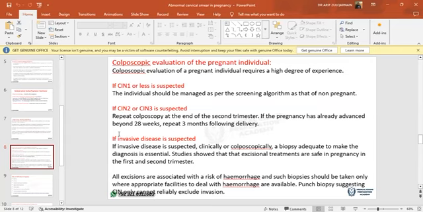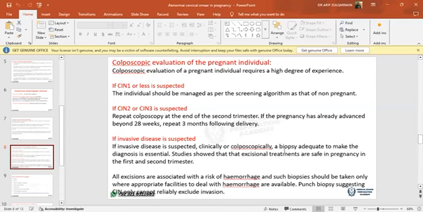Okay. So if the patient is up to the second trimester, we will repeat at the end of the second trimester. But if the pregnancy is beyond the second trimester, then we will do it 3 months after delivery. But if invasive disease is suspected, then a biopsy adequate to make the diagnosis is essential.